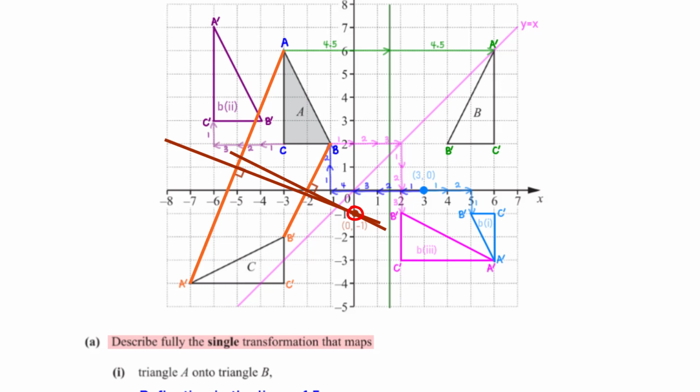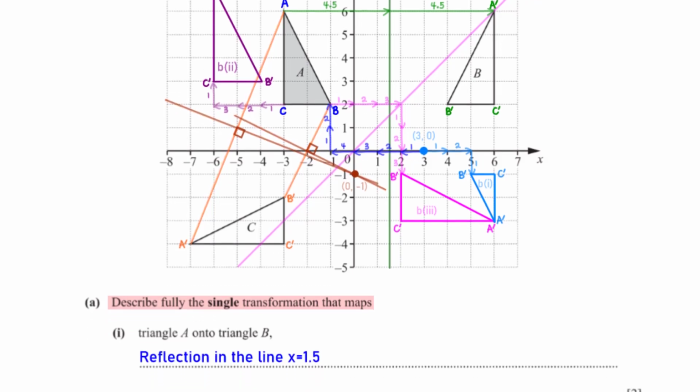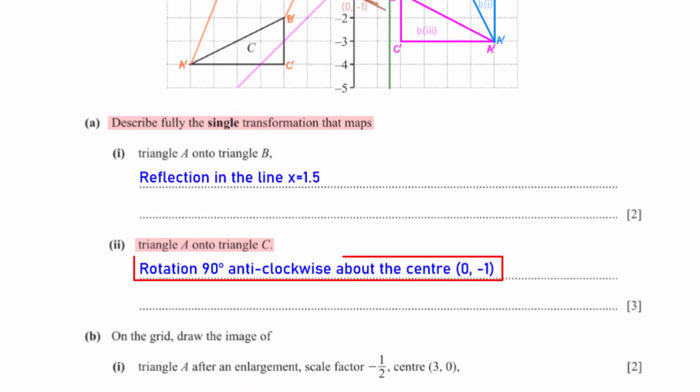In this case, the point has coordinates (0, -1), and so the full description for the transformation would be rotation 90 degrees anti-clockwise about the center (0, -1).